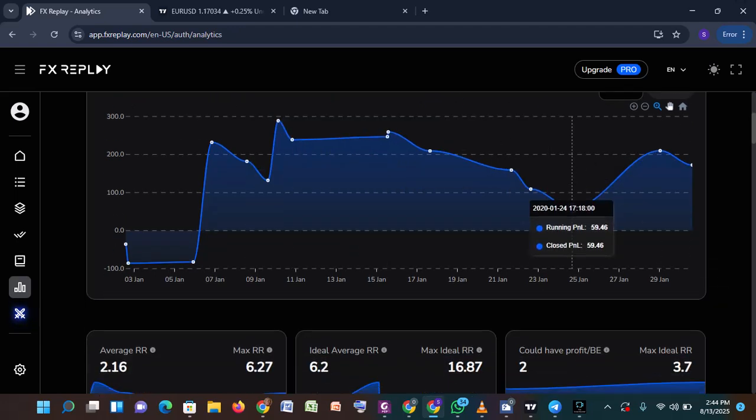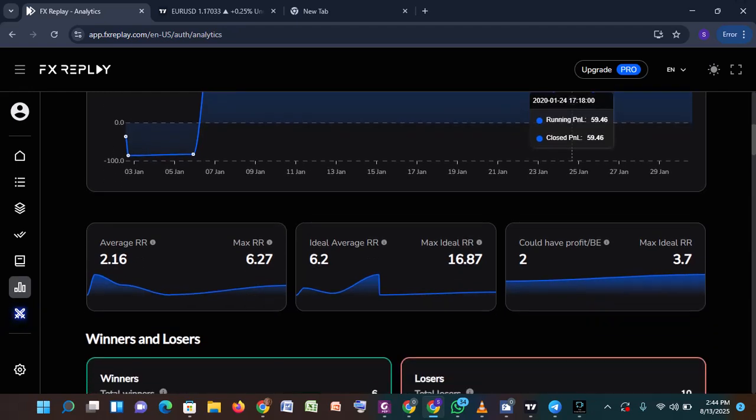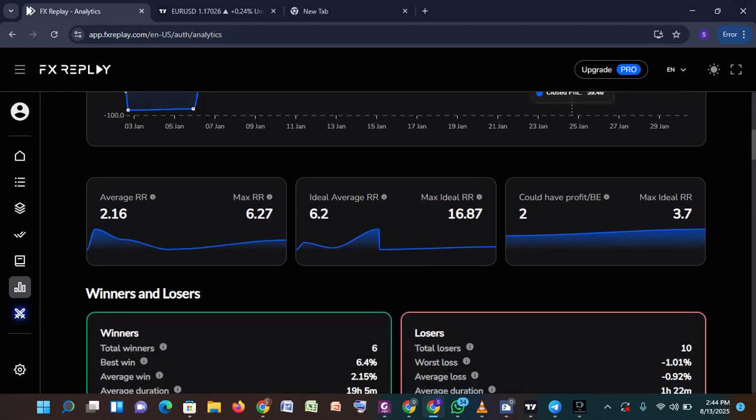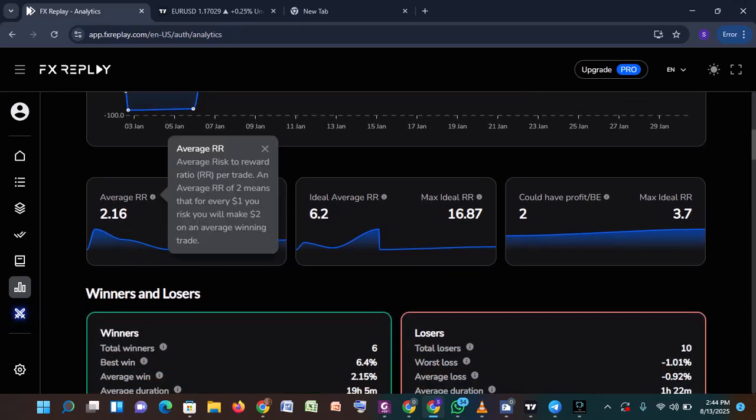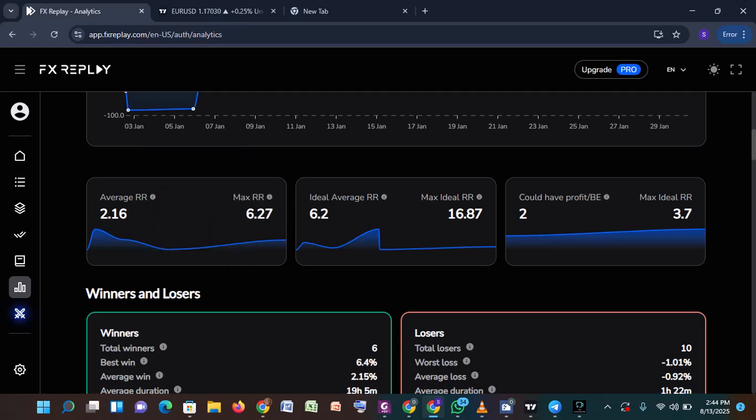So we are not here to prove to the market that we are right. We are only here to make profit. That's it. You can see the average RR, the win reward ratio, and the maximum is 6R. You can see every trade was either a profit or break even. I think I had 2 break evens.